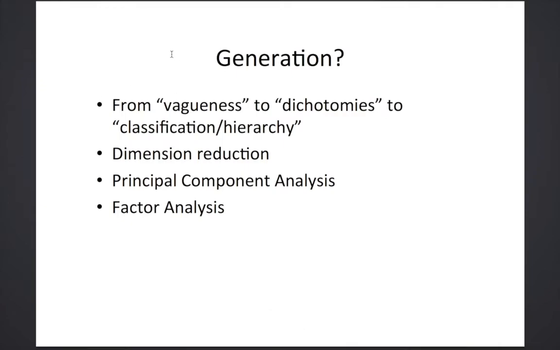So as I said, we end up going from vagueness to dichotomies to classification hierarchy. In statistics, this is basically dimension reduction. So in a color wheel, we want to reduce the number of different colors, in this case maybe 16 thousand, to something that's more manageable. In statistics, we usually use principal components analysis and factor analysis.